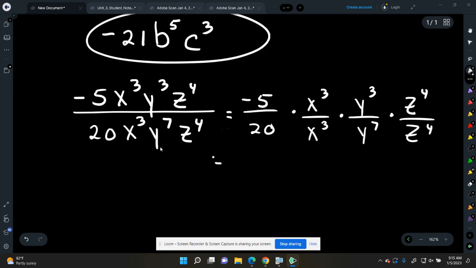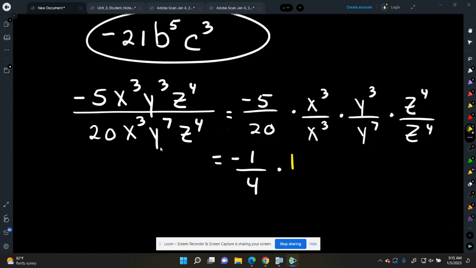Okay. Now, what is negative 5 over 20, Najee? Negative 1 over 4. Good. Okay. Tristan, what's x to the third over x to the third? So, we're subtracting, right. They actually cancel each other out, so we just get 1. We can't just put x. No, because it's not x, it's 1. There's no x's left. All the x's are gone.